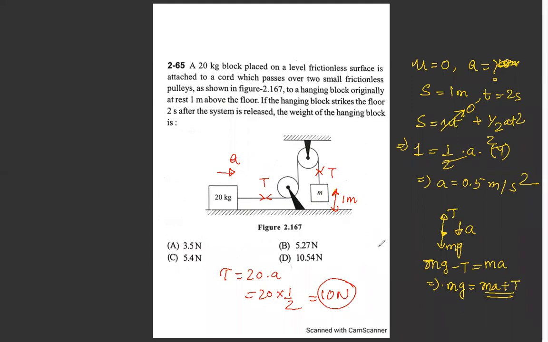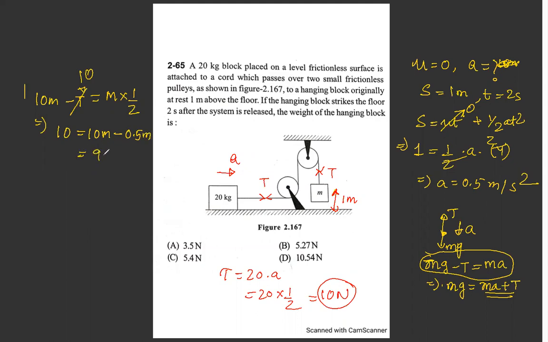How to find out the value of m? From this equation itself we can find out the value of m. I can write 10m minus T, which I have already calculated to be 10, equal to m into acceleration, which is 1 by 2. So we can write 10 is equal to 10m minus 0.5m. That is 9.5m equal to 10. So m is equal to 10 by 9.5.